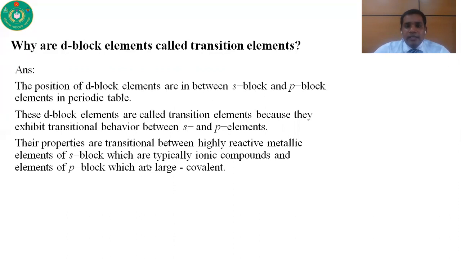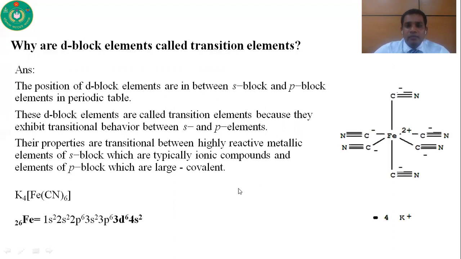As d block elements are present in between s block and p block elements, these d block elements show characteristics of s block and also p block elements. For example, potassium ferrocyanide, here the central atom is iron. Its electronic configuration is 1s2, 2s2, 2p6, 3s2, 3p6, 3d6, and 4s2. As its last electron enters into the 3d orbital, this is a d block element, and when it forms a compound, it loses 2 electrons and forms Fe2+. As it forms Fe2+, it has 3d6 electrons. That means in the d orbital there are 6 electrons. So this is a transition element.